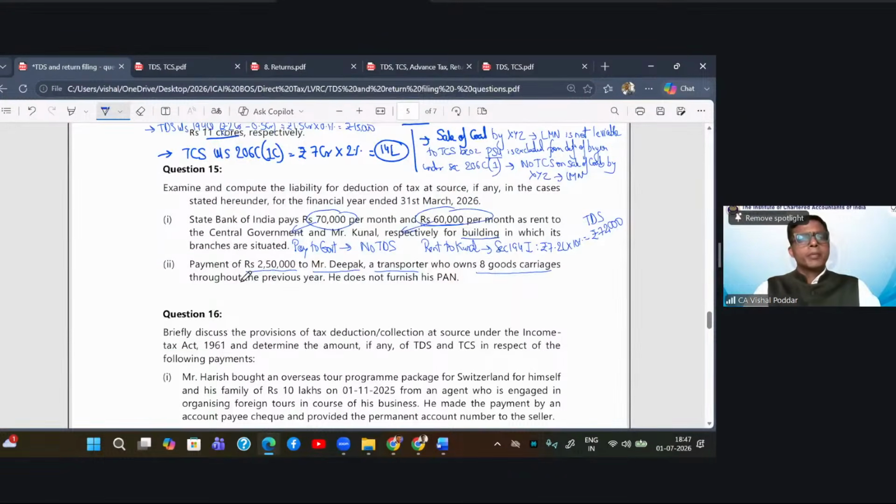Now, coming to the second case, payment of 250 to Mr. Deepak, who is a transporter who owns 8 goods carriages throughout the PY. Importantly, he has not furnished the PAN. Now, firstly, which is the section applicable to goods carriage or transporter, students? Which is the section applicable?